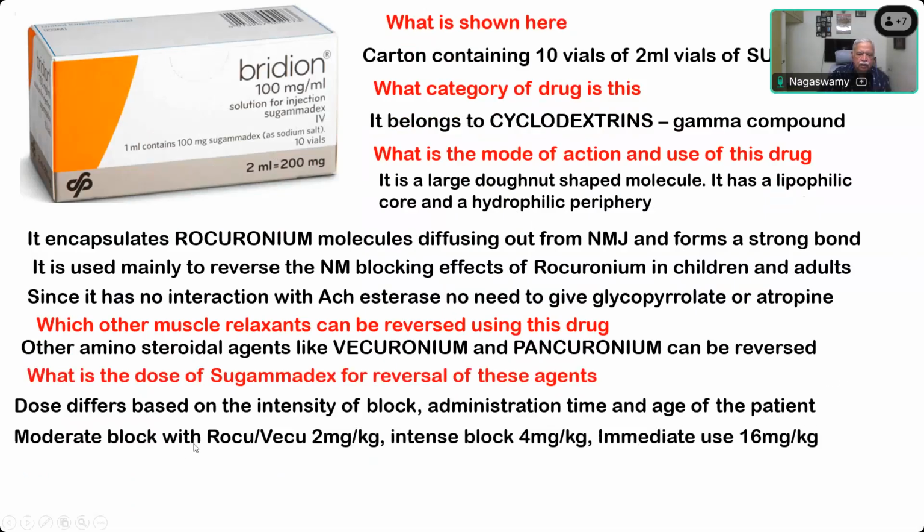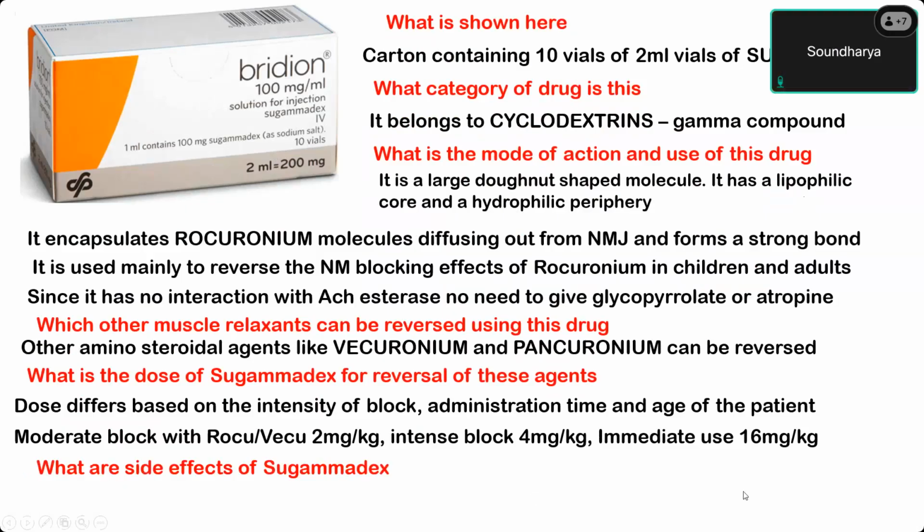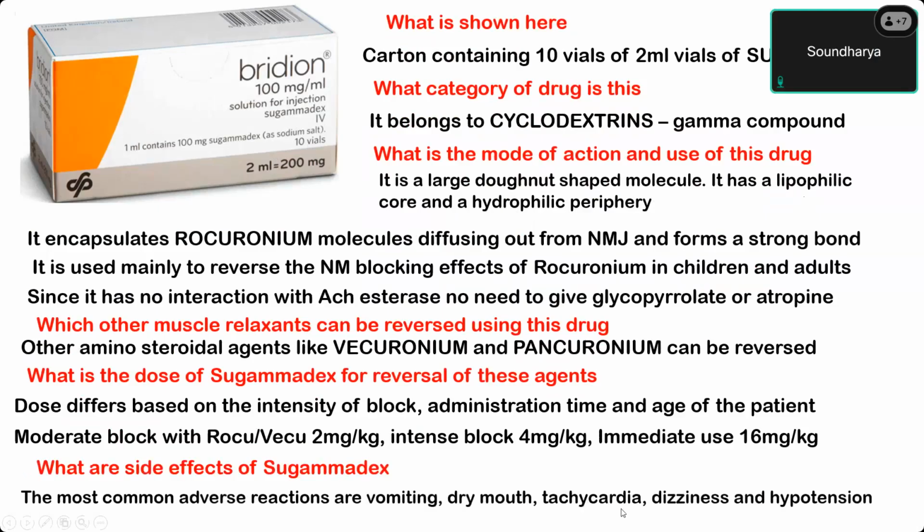So moderate block can be reversed with 2 milligram per kg. Intense block is 4 milligram, and immediate reversal needs 16 milligrams. What are the side effects of Sugammadex? Anaphylaxis and bradycardia. Commonly, dry mouth, tachycardia, dizziness, and hypotension.